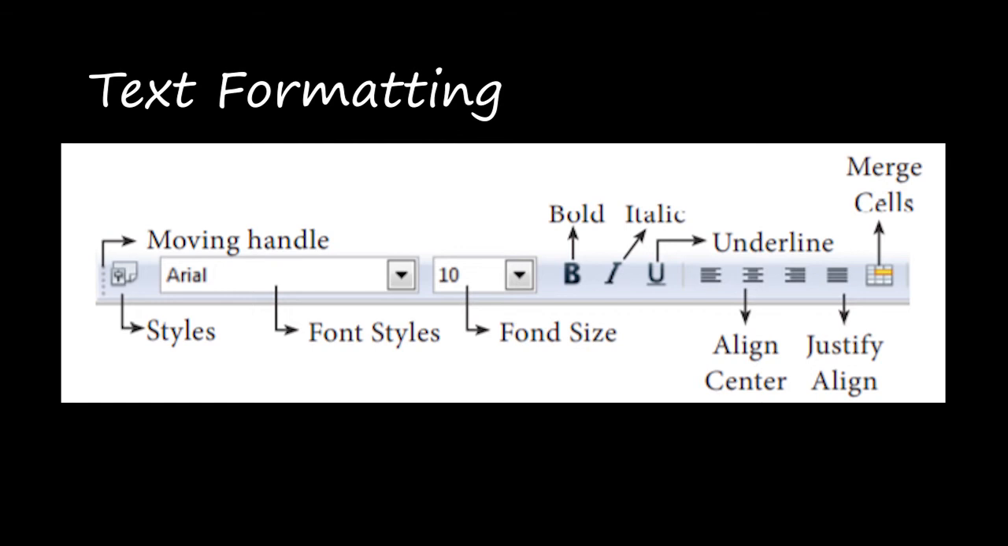Here, the first one is the moving handle, right? The dot is there, right? That is the moving handle. And then the next one is style, and the next one is font style. Arial is selected as the default one. If you click on the arrow near that Arial, a drop down list will appear, and from there you can select the font style which you need, right?